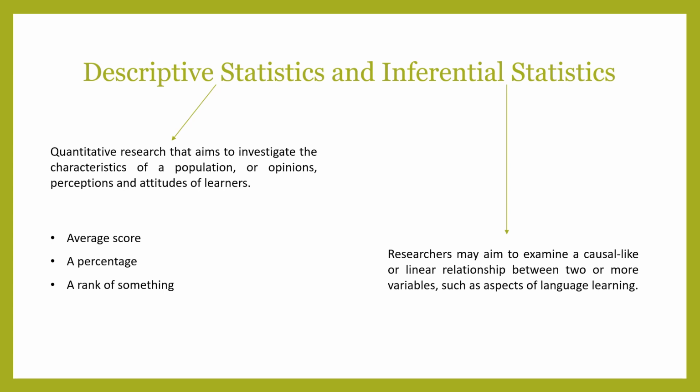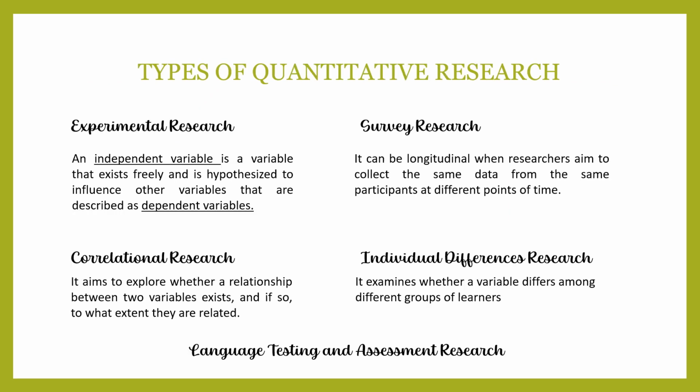An example is aspects of language learning. For example, we have just discussed the types of research, but in this case I'm going to explain it again because these are the words of different authors. So, well, we have experimental research, survey research, correlational research, individual differences research.